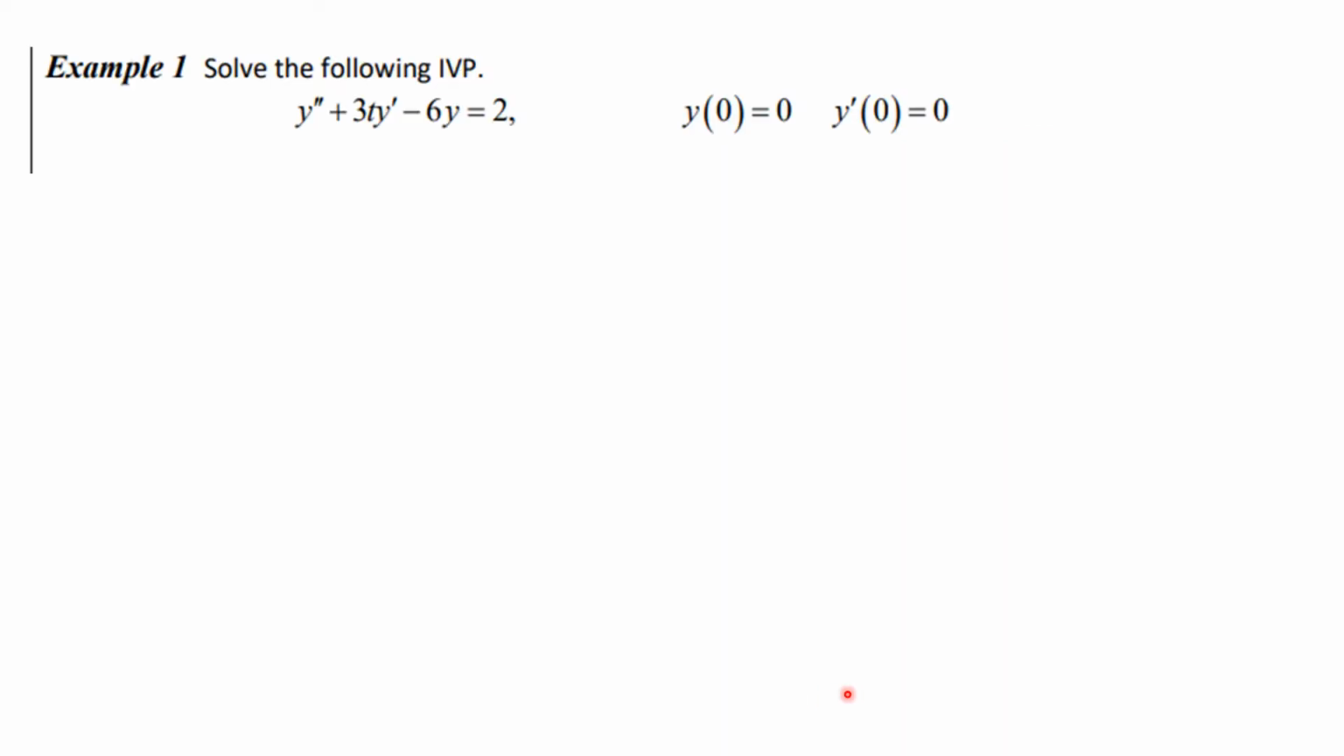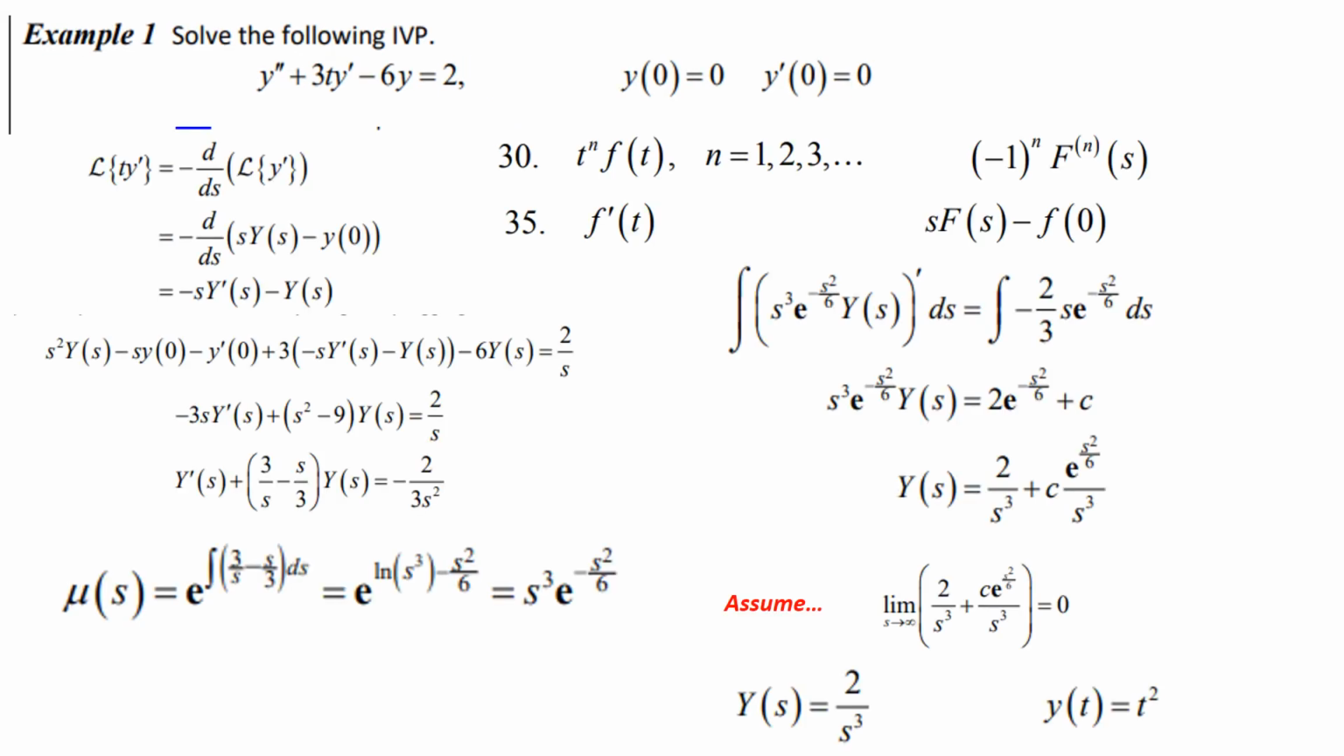We want to solve this initial value problem. It's a second order initial value problem, and you can see it does have a variable coefficient. So there is a variable in the coefficients. Let's see how we can go forward with this.